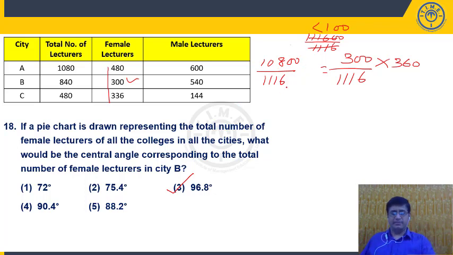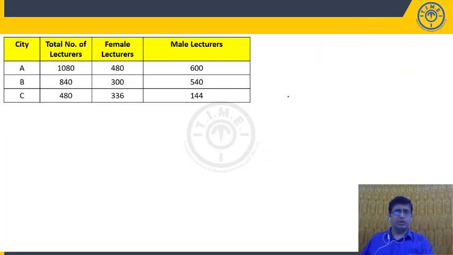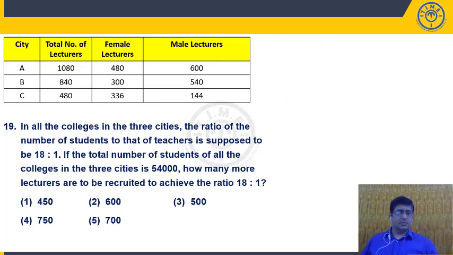Okay, approximately. Now look at the next one, question number 19. In all the colleges in the 3 cities, the ratio of the number of students to that of the teachers is supposed to be 18:1. If the total number of students of all the colleges in the 3 cities is 54,000, how many more lecturers are to be recruited to achieve the 18:1? So teachers and the students. What is the ratio? 18:1.